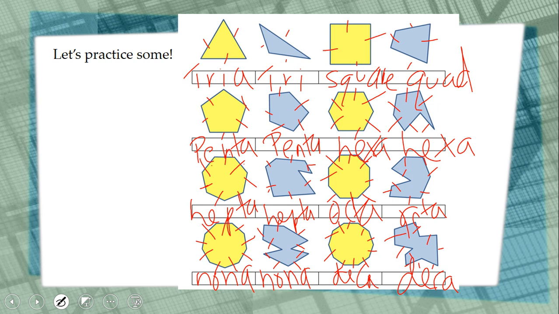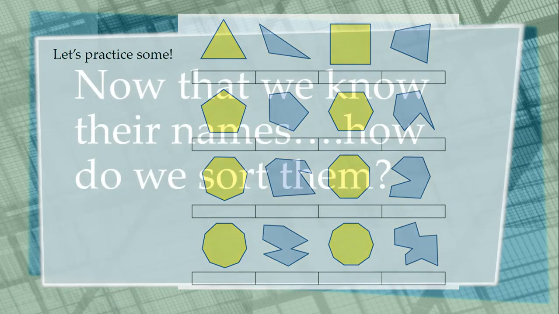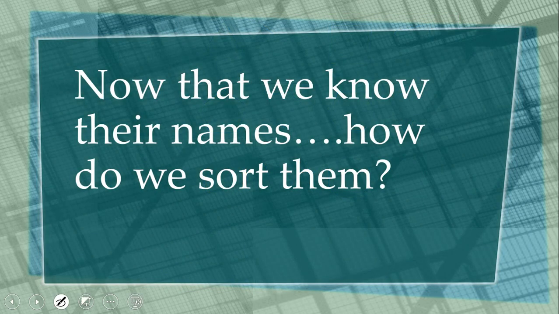So a pentagon is always going to be a shape that has 5 sides. A hexagon, always going to be a shape that has 6 sides. It doesn't matter if it looks like a normal pentagon shape that we've seen or a normal hexagon shape that we've seen, as long as it has the amount of sides that we're looking for and they are straight lines, okay? So now that we know all of their names, we need to figure out how to sort them, okay?